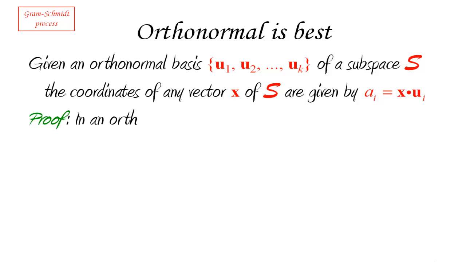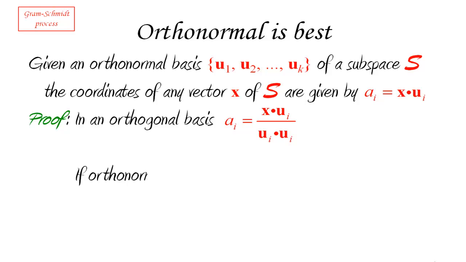The proof here is very, very easy. If it's an orthonormal basis, then it's got to be orthogonal. So that means we already know that the ai's are given by the formula we just constructed. But remember, in this situation, these vectors are not only orthogonal, they're also normal, meaning that they're unit vectors. So that means that ui dotted with ui is equal to 1. And so that leads straight to the answer. So that's all there is to it.